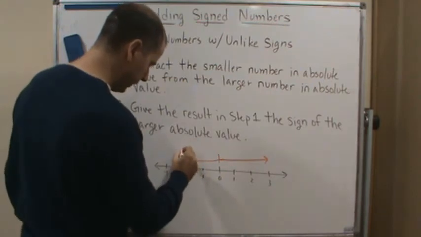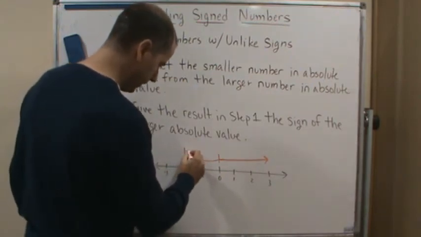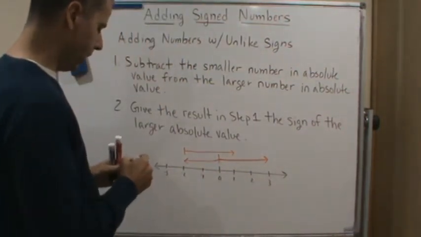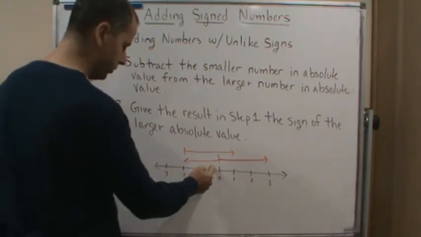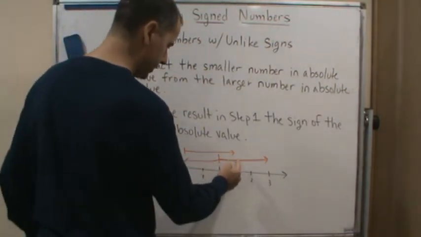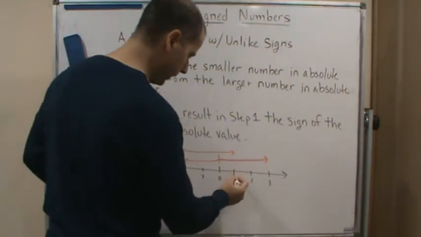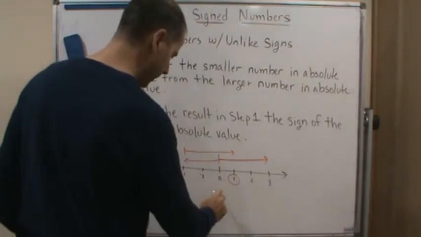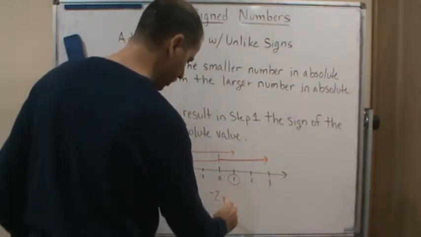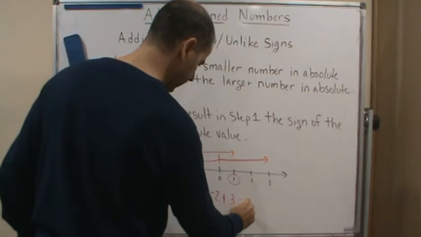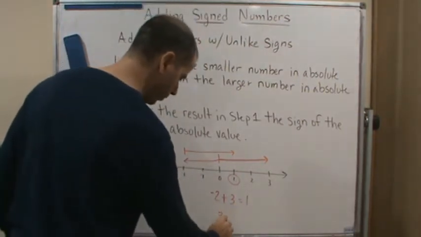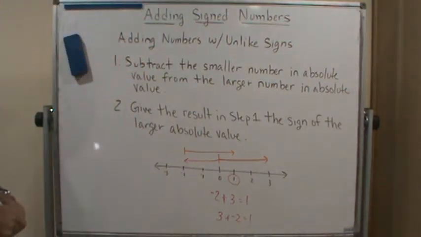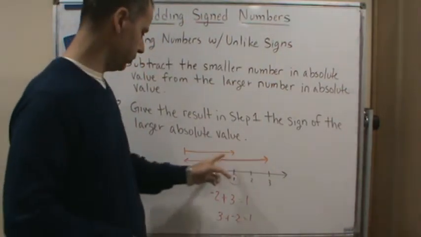If I move it here and draw it 3 units, where do I end up? I go 2 units this way, and then I go 3 units back, and so I end up at 1. What does that tell me? It means that negative 2 plus 3 equals 1. Or if you want to do 3 plus negative 2 equals 1, it's fine. That's why it doesn't matter which arrow you move.